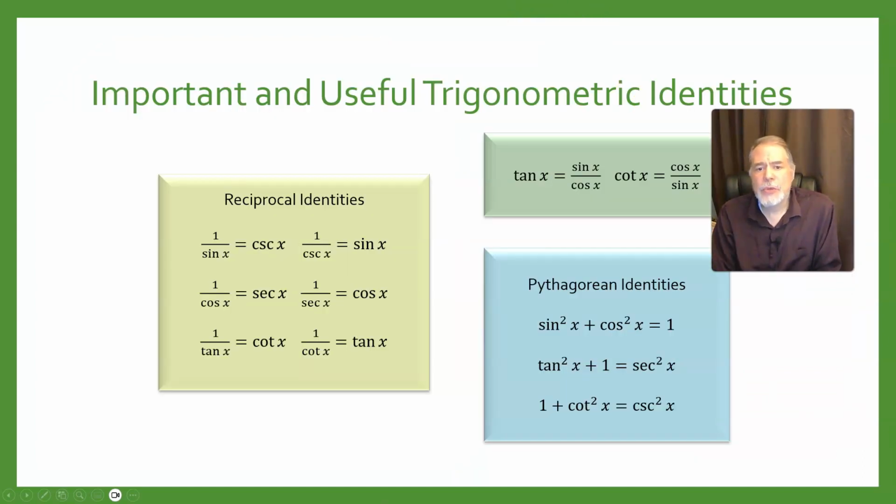And we will be using at least some of these basic, important, useful trigonometric identities. So it's important to know the relationships among the trigonometric functions, and which ones are reciprocals of the others, and how tangent and cotangent can be written in terms of sine and cosine, and then the so-called Pythagorean identities that relate the squares of some of the trigonometric functions.